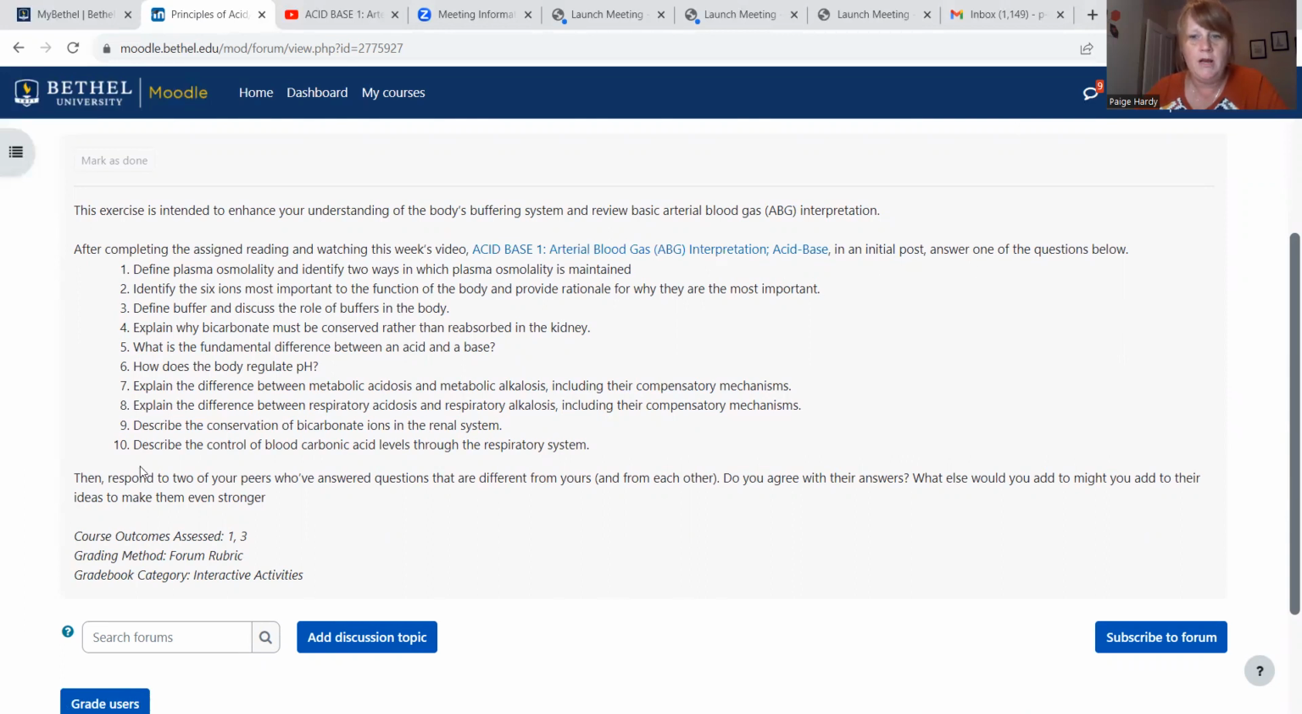Just pick one of these questions below, for example, define plasma osmolarity, osmolality, I cannot speak tonight, and identify 2 ways in which plasma osmolality is maintained. Of course, you want to use a scholarly resource when you do that, just like a normal forum. All those same rules apply here.